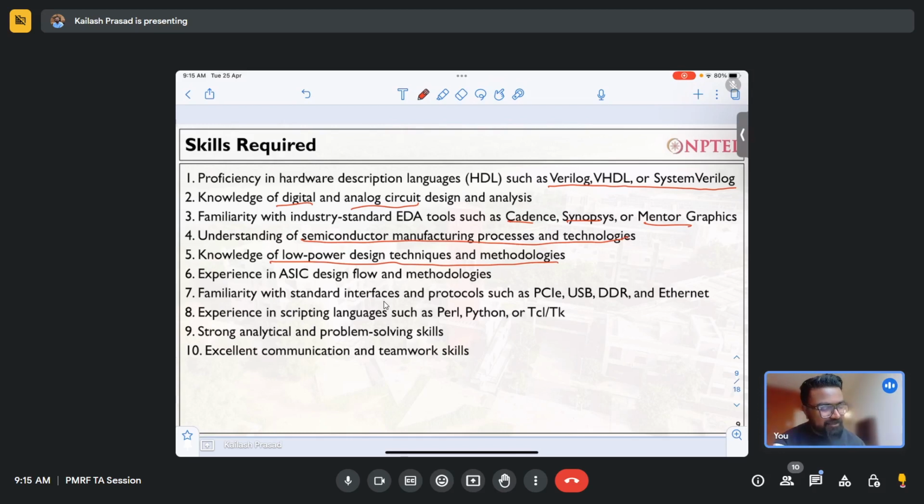The sixth is experience in ASIC design flow and methodology. For this, there are two or three courses. One was Professor Indranil Sen Gupta's physical design course. The second was from Professor Adi Teman.